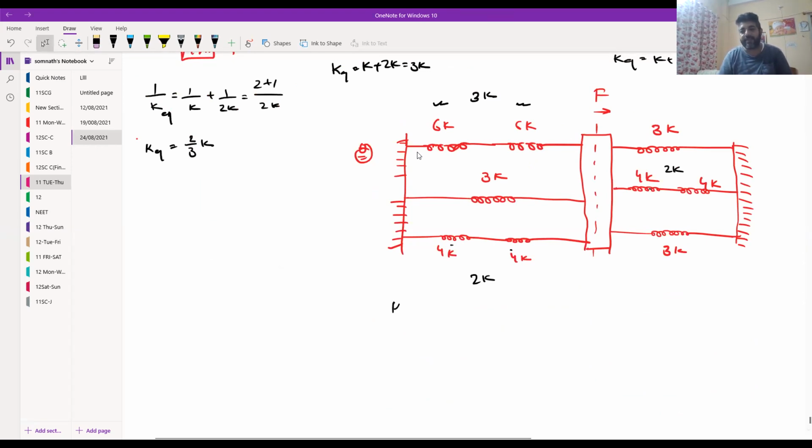So what is the K equivalent? These two, that equivalent is 3K. This one is 3K. This one is 2K. This one is 3K. This one is 2K. This one is 3K. So total is how much? 3, 3, 6, 8, 11, 13, 16. Is it not? 16K, yes or no?